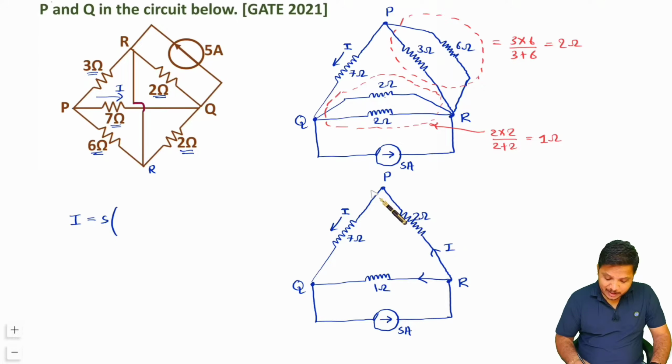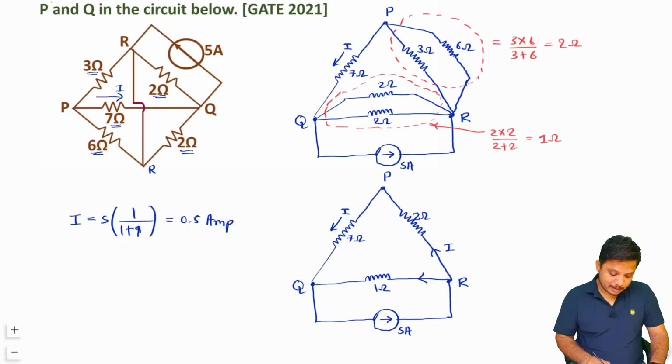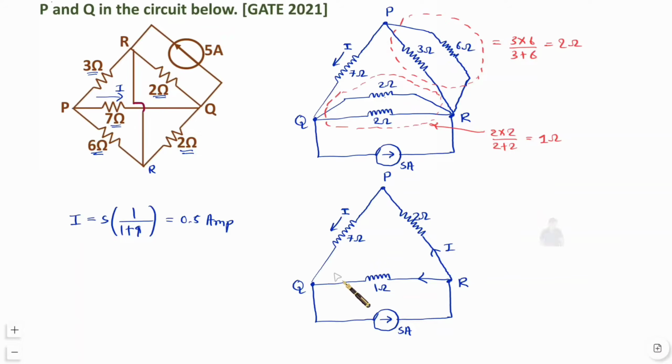So in this wing we are calculating current. What we need to do is take the opposite resistance divided by the total resistance. The opposite resistance is 1, divided by the total resistance. So 1 plus, this is 7 in series with 2, so that is 9. So I can say that this is 5 by 10, which means 0.5 ampere. So here we can easily calculate this current, that is 0.5 ampere, as per the current divider rule.